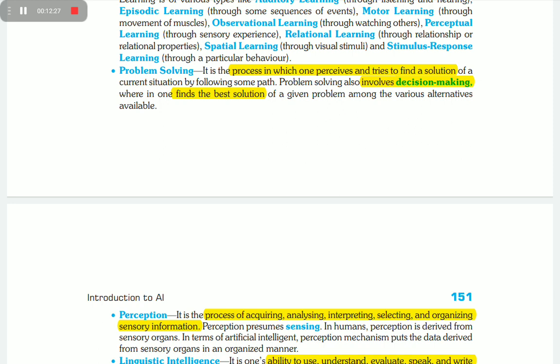Like x is equal to 2y. You should find the best solution of the given problem among the various alternatives available. For example, now you are giving the MCQ test. So the MCQ test involves various alternatives that are available, like other options.